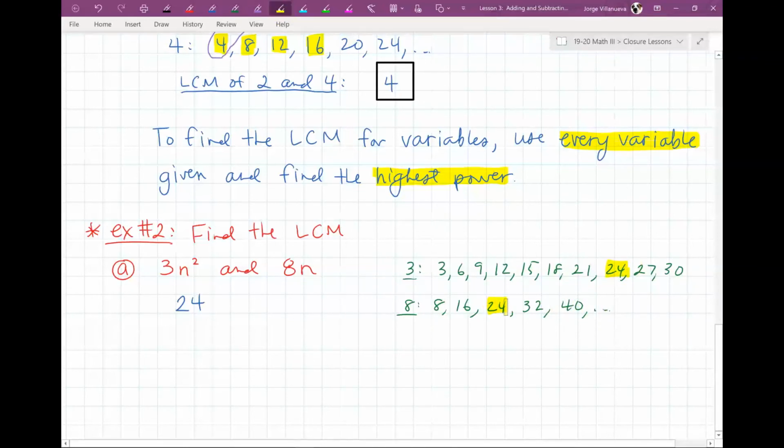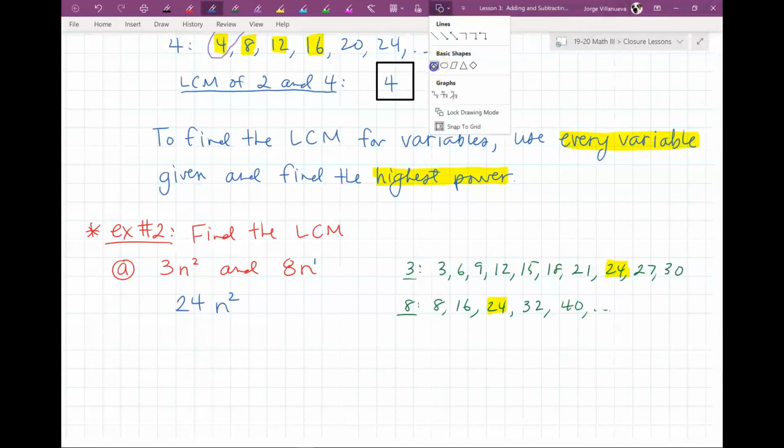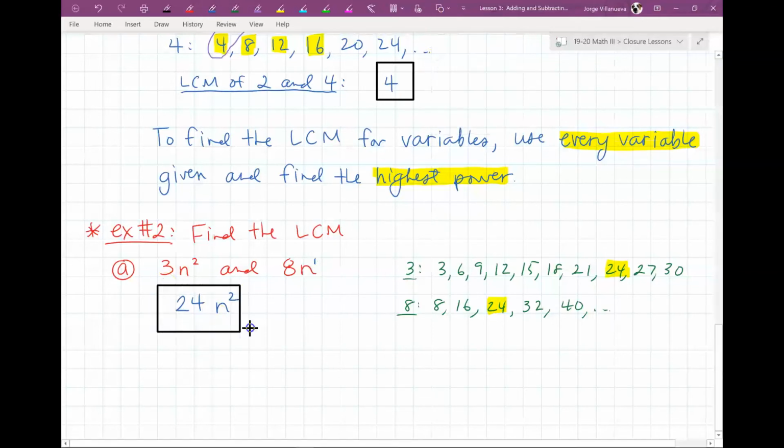Now, the next part, like I said, is the easy part. Which letters do both of these terms have? If you look, they have an n, and that one's squared for 3n squared, and they have an n for the 8n. So you're going to use the letter n, and then you ask yourself, what's the highest power I see for the n's? Well, this one is a 1, and the other one is a 2, so I'm going to write 24n squared. So that's my LCM, 24n squared.